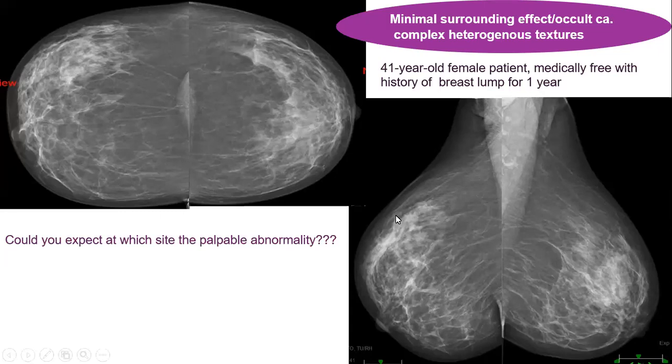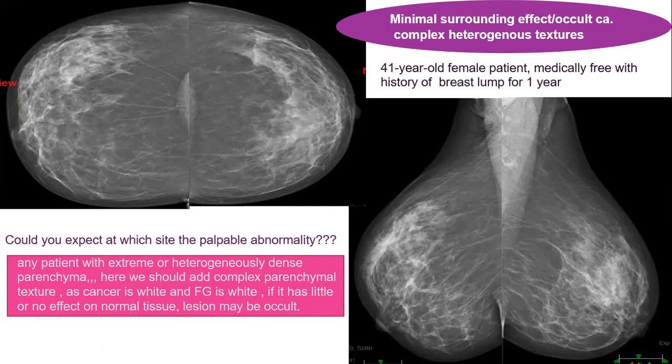If you look here, there is subtle distortion on the fat glandular interface. So any patient with extremely or heterogeneously dense breasts, and here we should add complex parenchymal texture. We can add complex parenchymal textures, not necessarily in extremely dense or heterogeneously dense, but even in a less dense breast having complex parenchymal textures. You see, we have to consider it and we have to proceed.